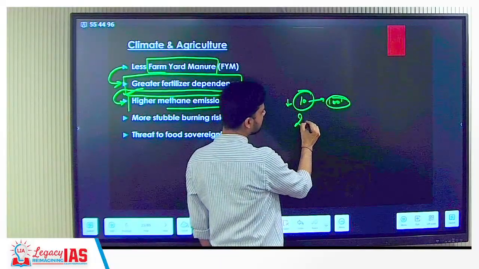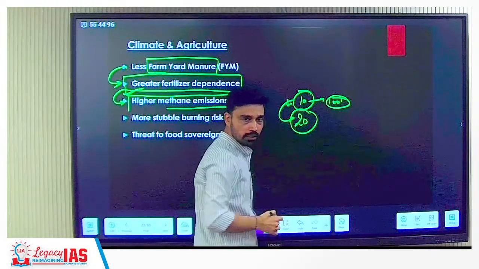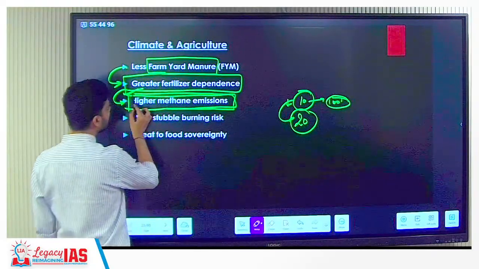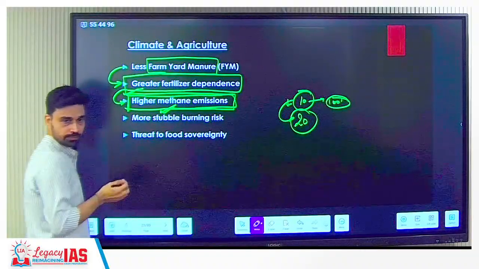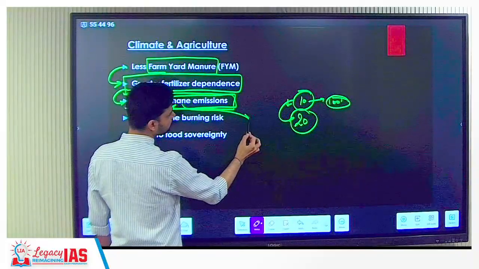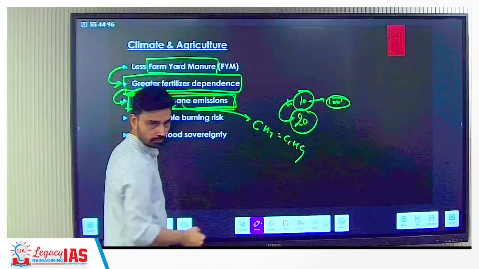So for now, for example, what can he do? Increase the number of cows. So instead of 10, he will have 20 cows. In that case, we know that cattle are one of the largest sources of emission of which gases? Methane gases, right? So methane gases would be emitted. Methane is which kind of gas? You can say it is a greenhouse gas.